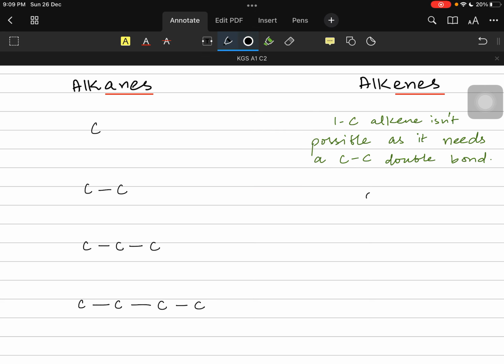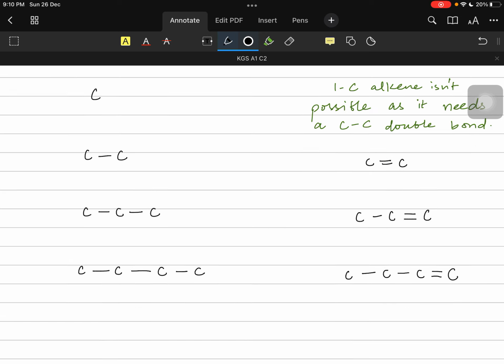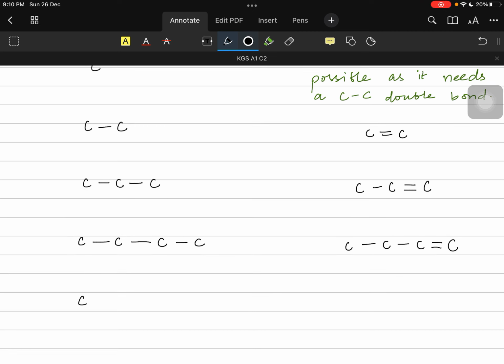So I have 2 carbons which are connected by a double bond. I can have a 3 carbon alkene with 3 carbons and at least 1 double bond. I can have a 4 carbon alkene with 4 carbons and at least 1 double bond. And I could go even further: a 5 carbon alkene over here, and a 5 carbon alkene on this side of the diagram with 1 carbon-carbon double bond.